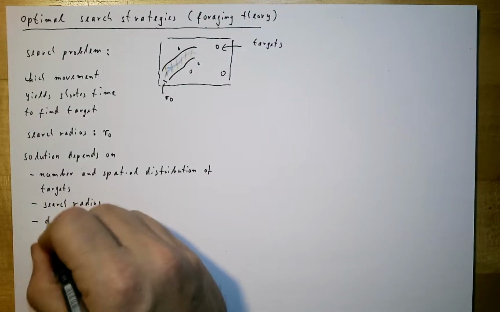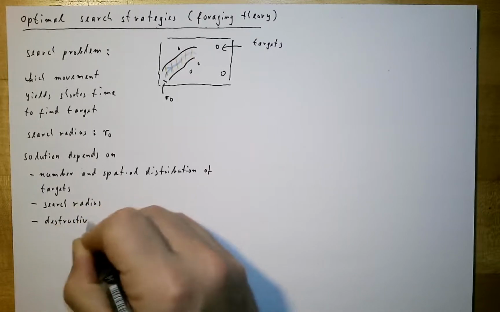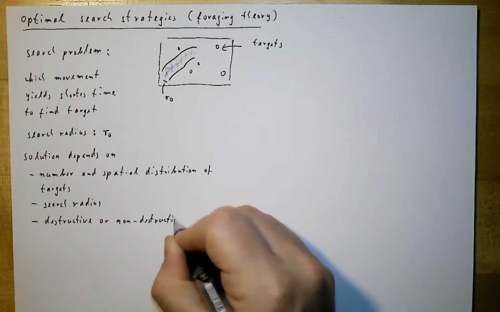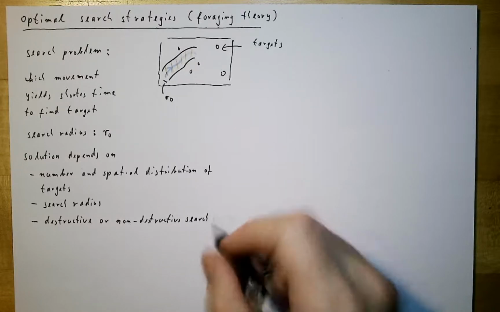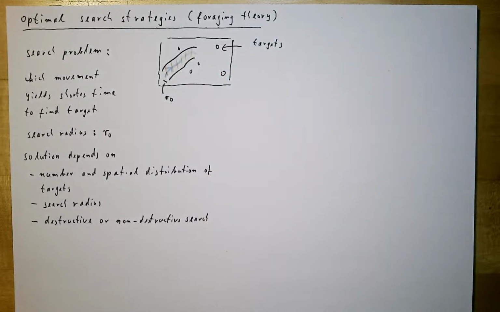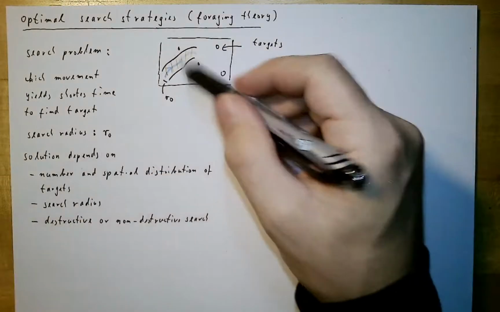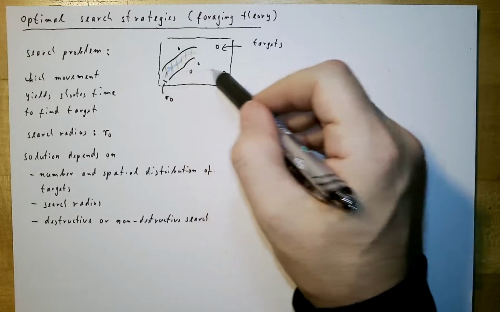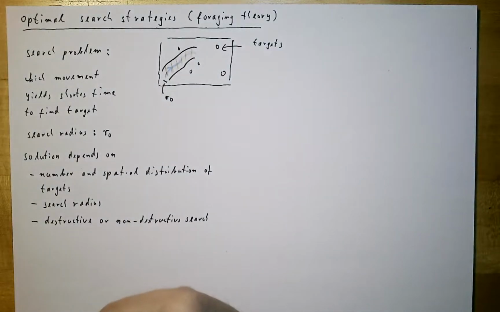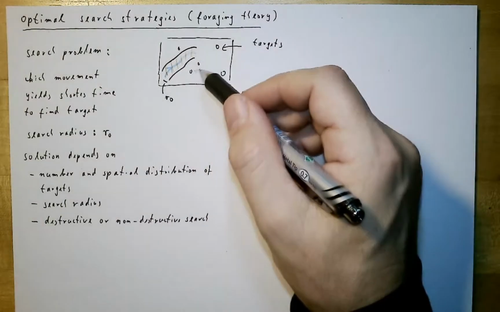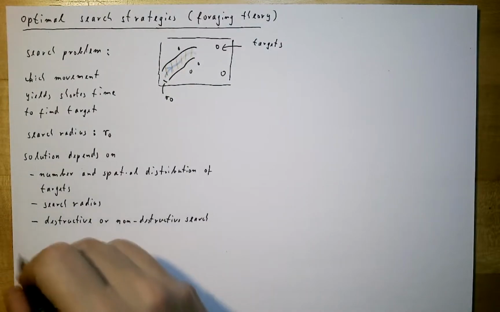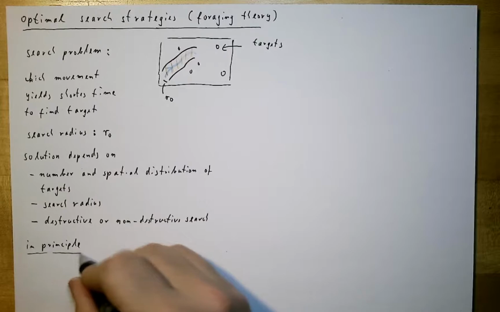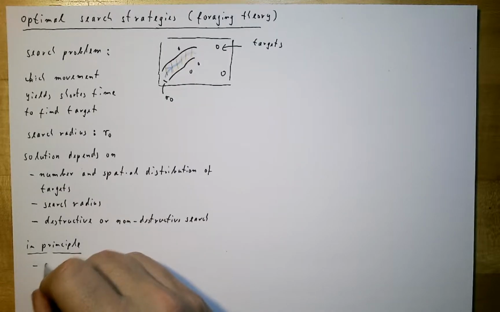So do you have destructive search or non-destructive search? Are the targets destroyed when they're found? And then of course it depends on all kinds of cues, like if you're an animal in the desert and you want to find the water place, do you have any cue and some idea about where the target would be? Otherwise, the general rule of thumb is: don't look twice in the same place.